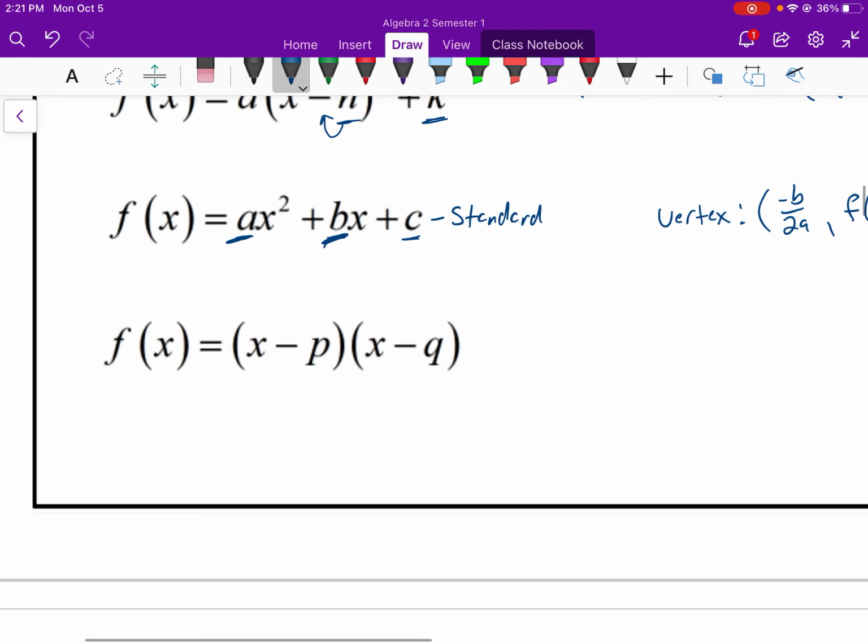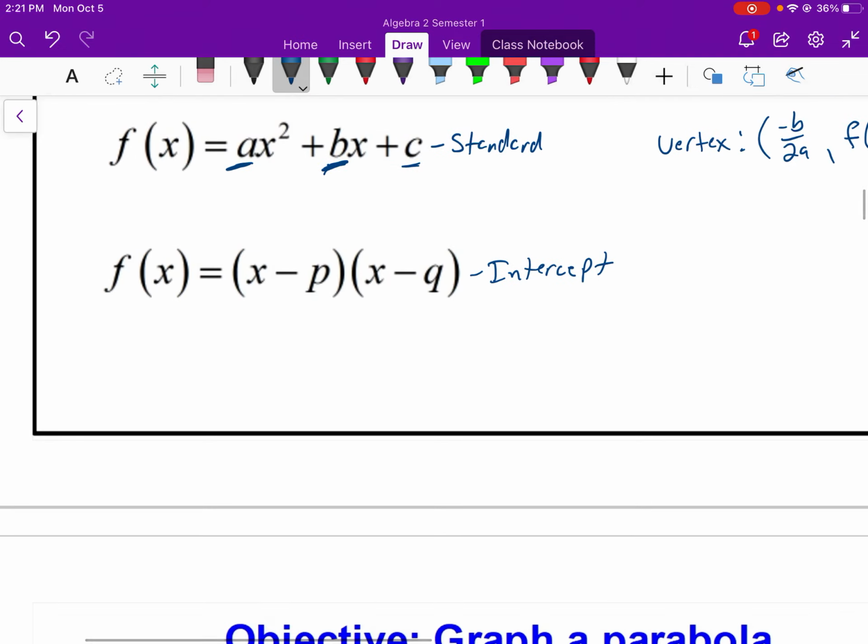Now, for intercept form, which is this one, it's a little bit tougher because intercept form actually gives us the intercepts. In order to find those intercepts, you're going to take both of those factors, because intercept form is just factored form. So you take those factors, set them equal to 0, and then you solve for x. Those are going to give you your two x-intercepts on the x-axis.